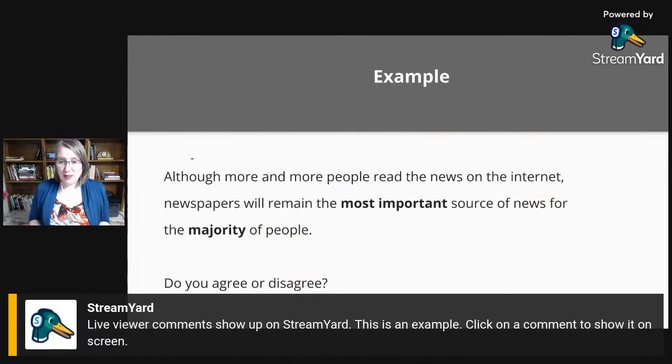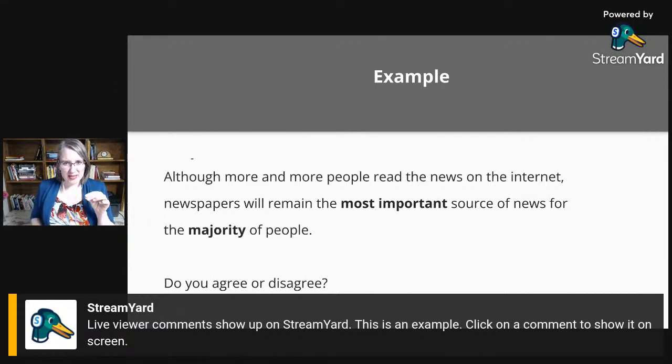Although more and more people read the news on the internet, newspapers will remain the most important source of news for the majority of people. Do you agree or disagree? Now, as soon as it says agree or disagree, I know I need to write an opinion essay. And I've highlighted a couple of things here to help guide our thoughts as we are defining our topic, the scope of our topic.